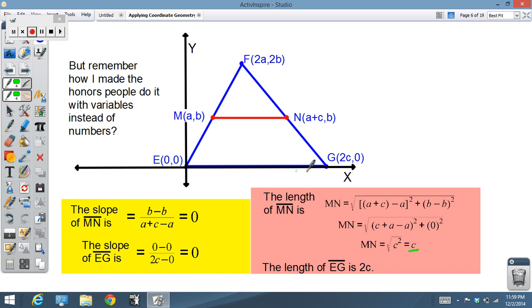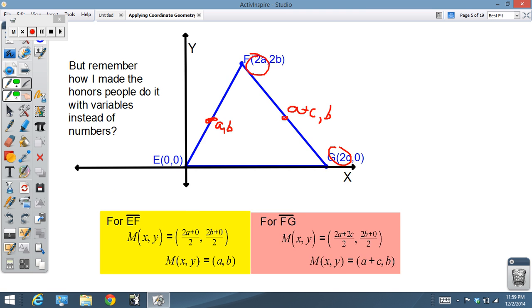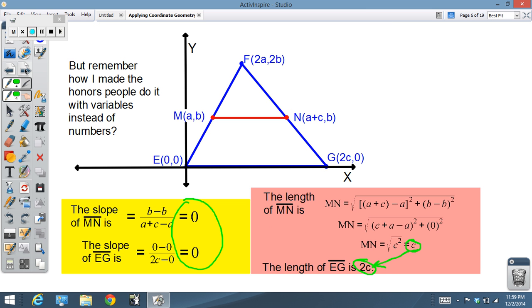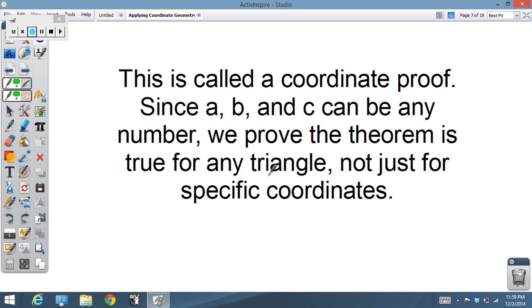It's pretty obvious here the length of GE is from 0 to 2c. It's 2c units long compared to c for the midsegment. So what we've done, we proved that the midsegment was half the length of the base. Here we proved they were parallel. So instead of using actual numbers like we did here, what we did in the new problem using variables, we proved, since a, b, and c can be any number, that the theorem is true for any triangle, not just for specific coordinates.